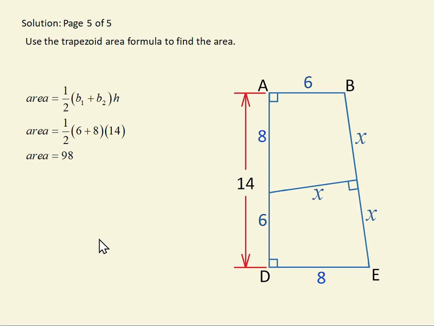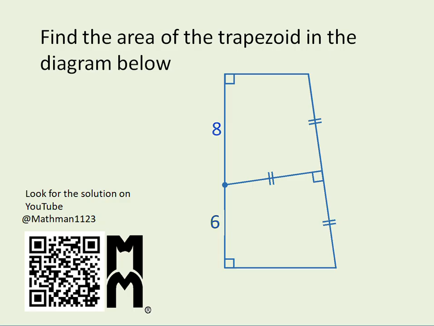So that's a simple process. Area of a trapezoid is 1/2 the sum of the bases times the height. So 1/2, the bases are 6 and 8, and the height is 14. 6 plus 8 is 14. 14 times 14 is 196. And 1/2 of 196 is 98. So the area is 98. This is the solution to the original problem. Find the area of the trapezoid in the diagram below.